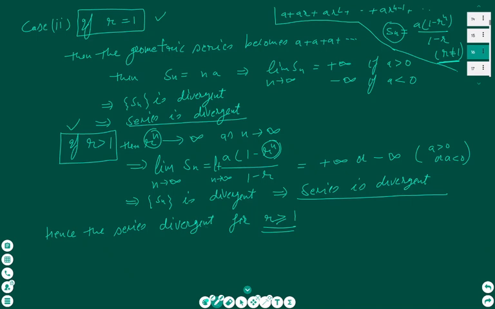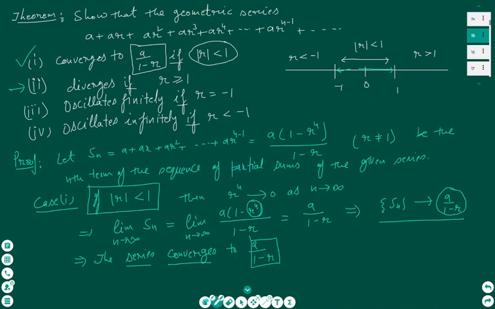Earlier we have proved that the series is convergent, and it converges to a over 1 minus r if the modulus of r is strictly less than 1, that means if r lies between minus 1 and 1. And for r equal to 1 and greater than 1, the series diverges. Now we will discuss the remaining two cases: when r is equal to minus 1 and when r is less than minus 1.